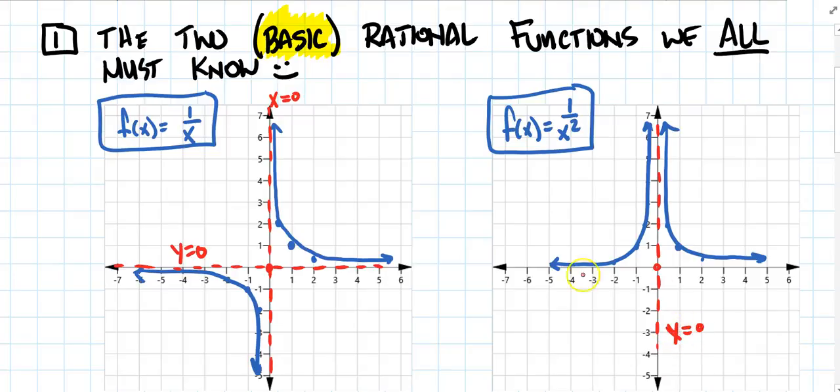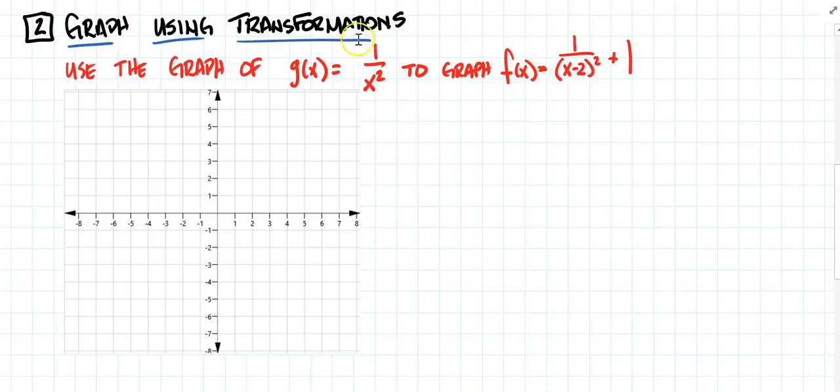Okay, and then there's a vertical asymptote at the line x equals 0 there. And then there is a horizontal asymptote for the line y equals 0 over here. So we have these 2 basic rational functions that we all must know how to sketch before we can move on. So if you need to make a little bit of practice right now, sketch these in your notes.